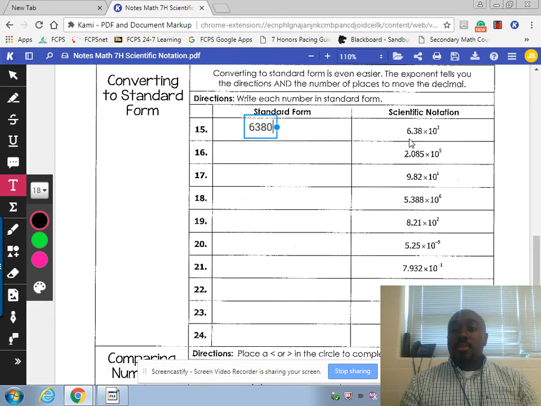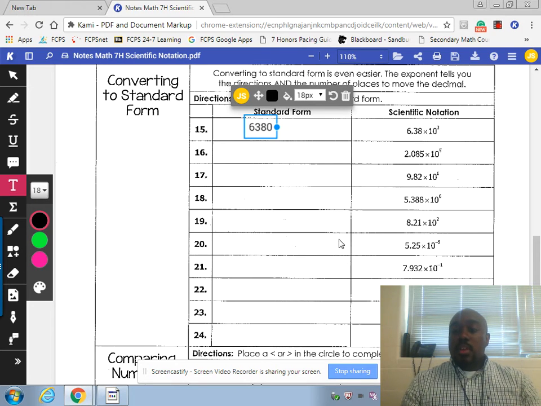6,380. Okay, once again, let me do that for you one more time. We start where the decimal is, and it says move it 3 spaces to the right, and we move it 1, 2, 3. Well, notice we don't have a space in between 8 and the last space that we moved, so we're going to add a 0, and that 0 is what we have, 6,380.